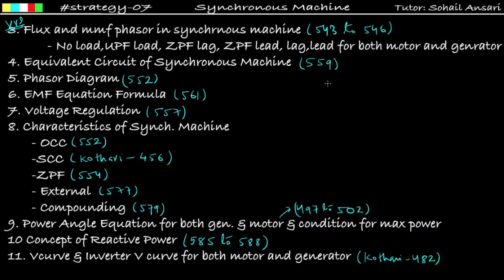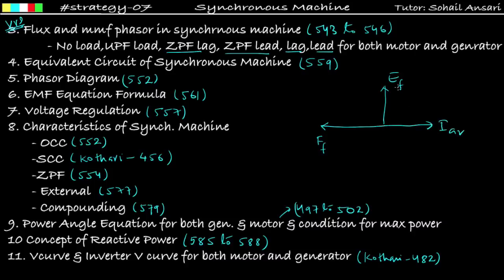This is related to armature reaction. You have to draw the flux and MMF phasor in synchronous machine under no load, unity power factor load, zero power factor lag, zero power factor lead, lagging load, leading load for both motor and generator. So if I talk about the generator, I am giving you the rough idea. The MMF will be along this, then EMF will lag behind by 90 degrees with MMF. This is the EMF. Now let us say I am talking about a purely inductive load. For purely inductive load, the current will lag by 90 degrees. This is the current.